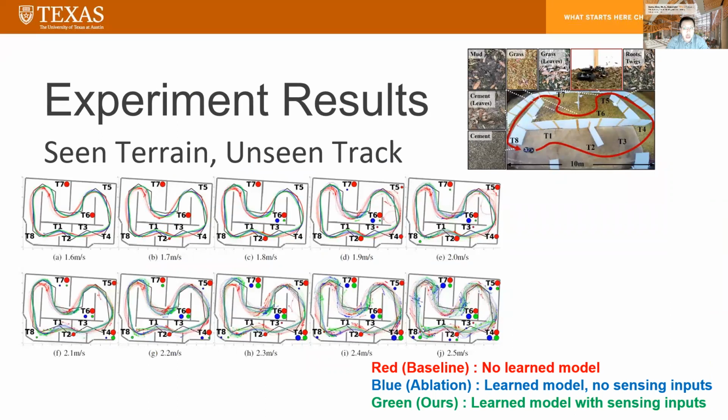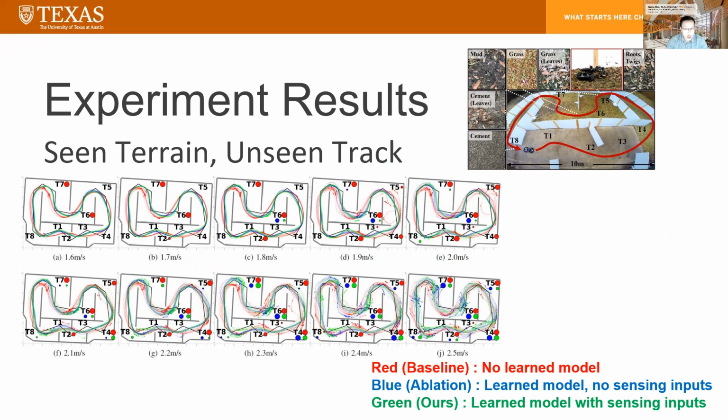We implemented this on an actual off-road track with multiple types of terrain variations, including, for example, cement, mud, grass, and leaves, and also tree branches and twigs of different kinds. So we compare three different methods. The first one is shown in red. This is a baseline model which has no learning involved at all. It is a hand-designed static kinodynamic function, one model fit to all the terrains.